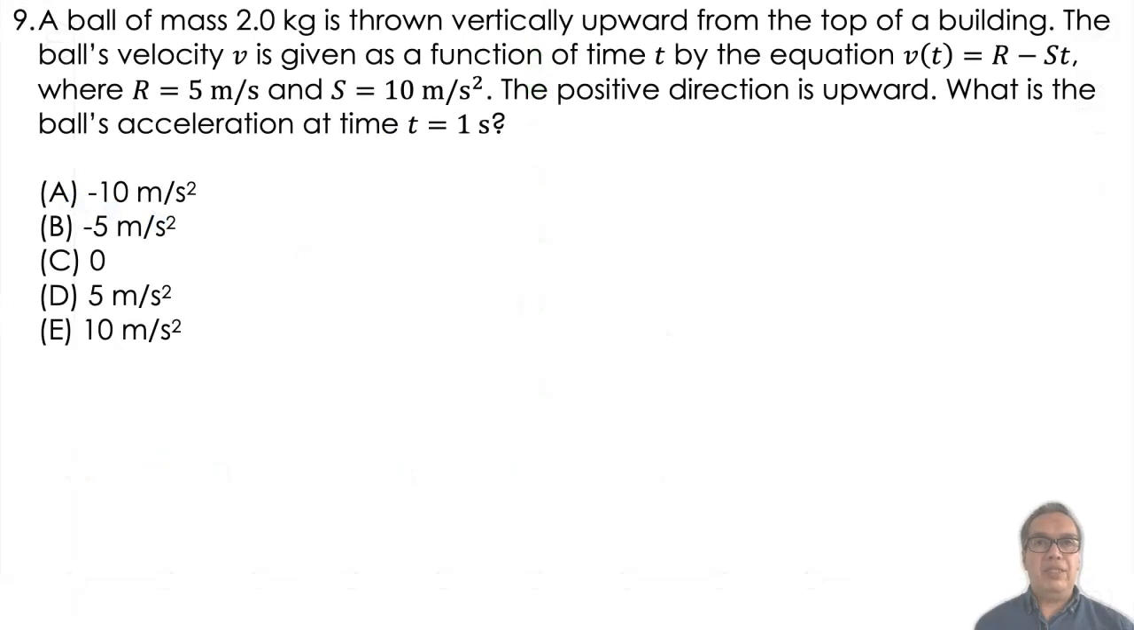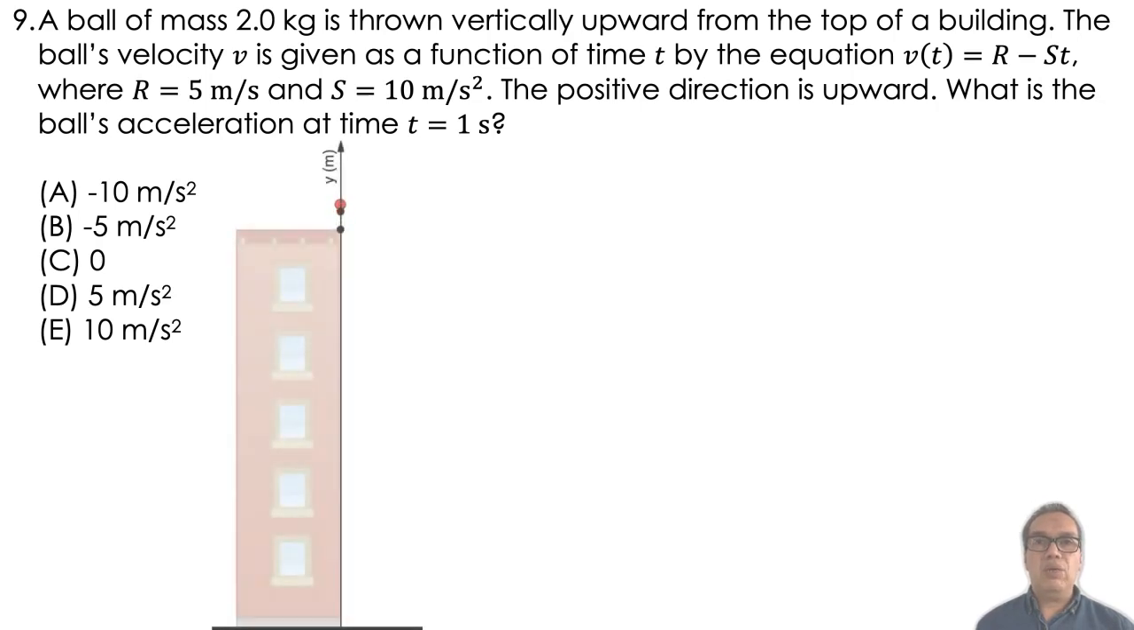A ball of mass 2 kilograms is thrown vertically upward from the top of a building. The ball's velocity, v, is given as a function of time t by the equation v = r - st, where r is equal to 5 meters per second and s is equal to 10 meters per second squared. The positive direction is upwards.